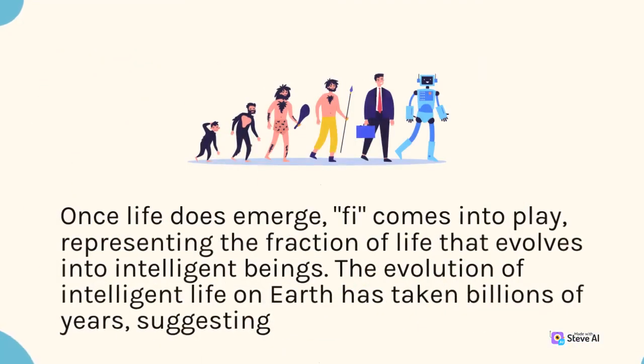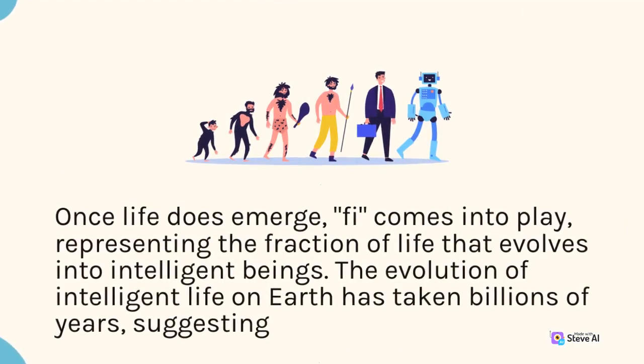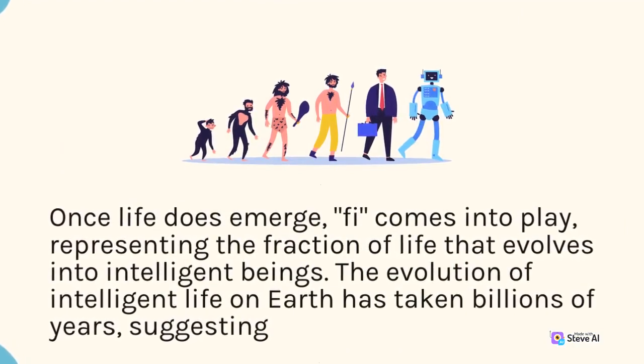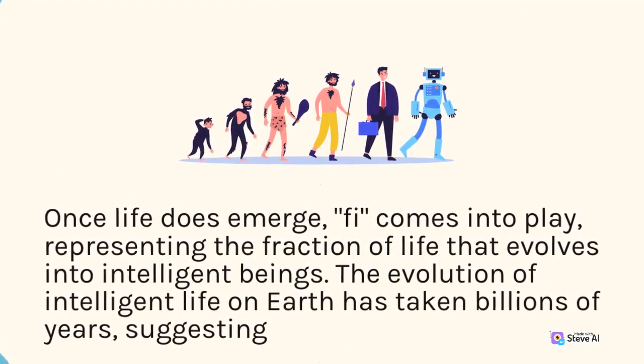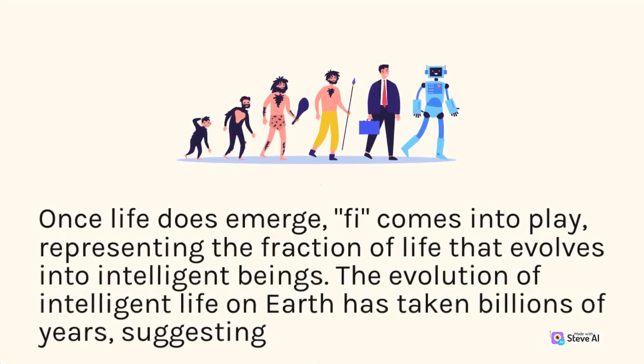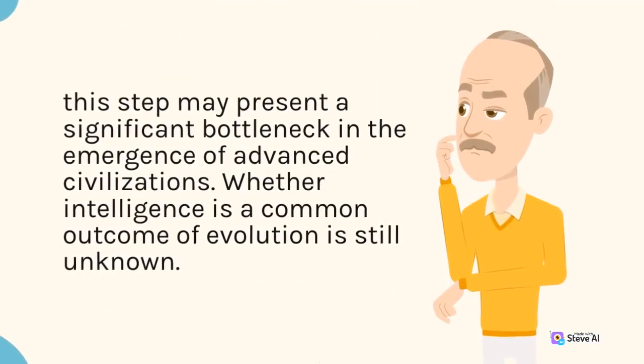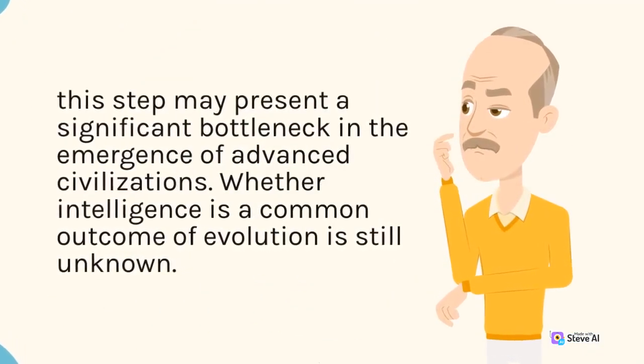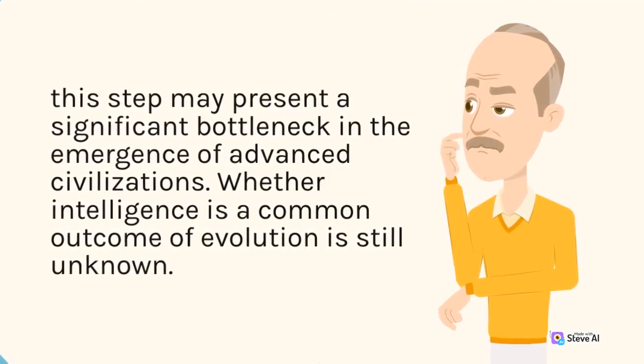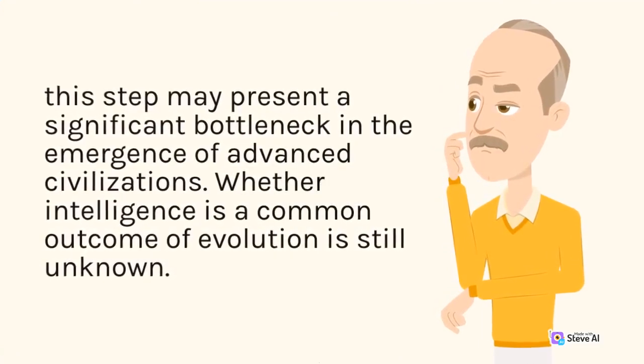Once life does emerge, Phi comes into play, representing the fraction of life that evolves into intelligent beings. The evolution of intelligent life on Earth has taken billions of years, suggesting this step may present a significant bottleneck in the emergence of advanced civilizations. Whether intelligence is a common outcome of evolution is still unknown.